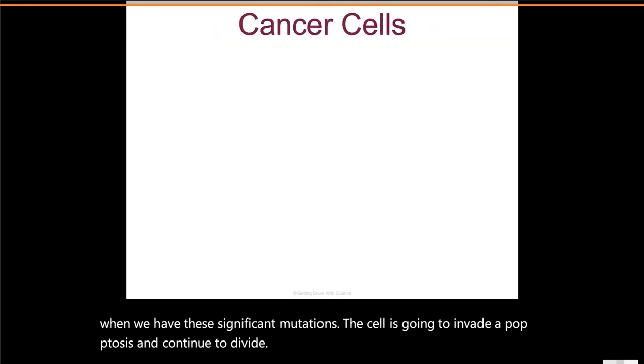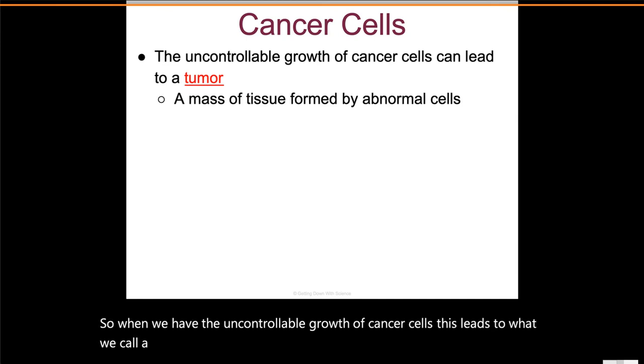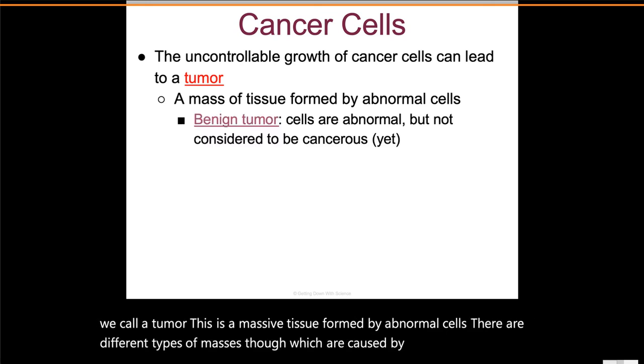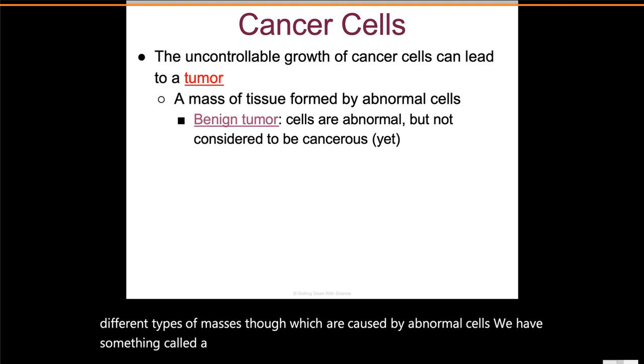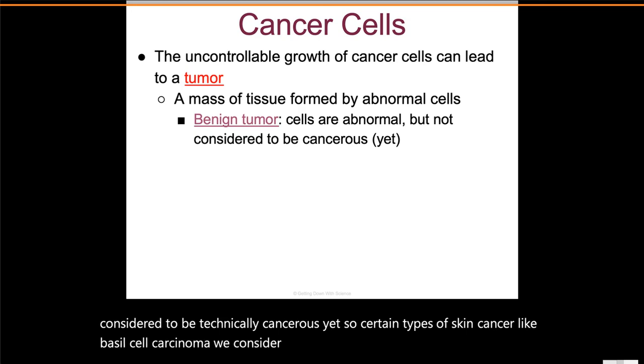So when we have the uncontrollable growth of cancer cells, this leads to what we call a tumor. This is a mass of tissue formed by abnormal cells. There are different types of masses, though, which are caused by abnormal cells. We have something called a benign tumor, which are cells that are abnormal but not considered to be technically cancerous yet. So certain types of skin cancer, like basal cell carcinoma, we consider those typically benign tumor cells.